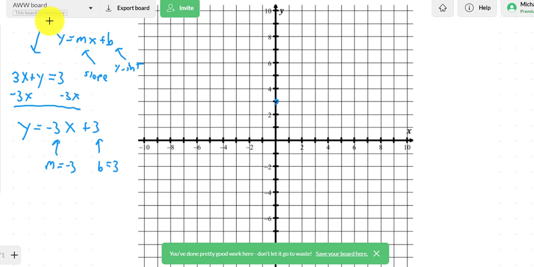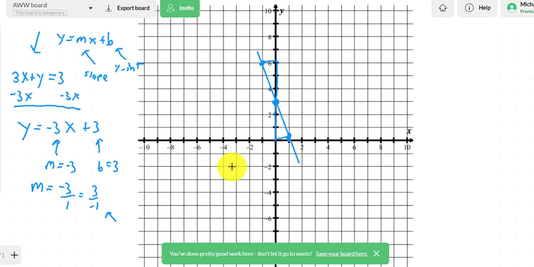So I can quickly go to 3 on my graph. That's my b. And then my slope is negative 3, but we can write this as negative 3 over 1 or 3 over negative 1, either way. If we write it as 3 over negative 1, that means we're going to go up 3, 1, 2, 3, and to the left 1. Or we could go down 3, 1, 2, 3, and to the right 1. All right, and then we connect our dots. Let's see if I can do this okay. And there's my line. Okay, let's try one more.